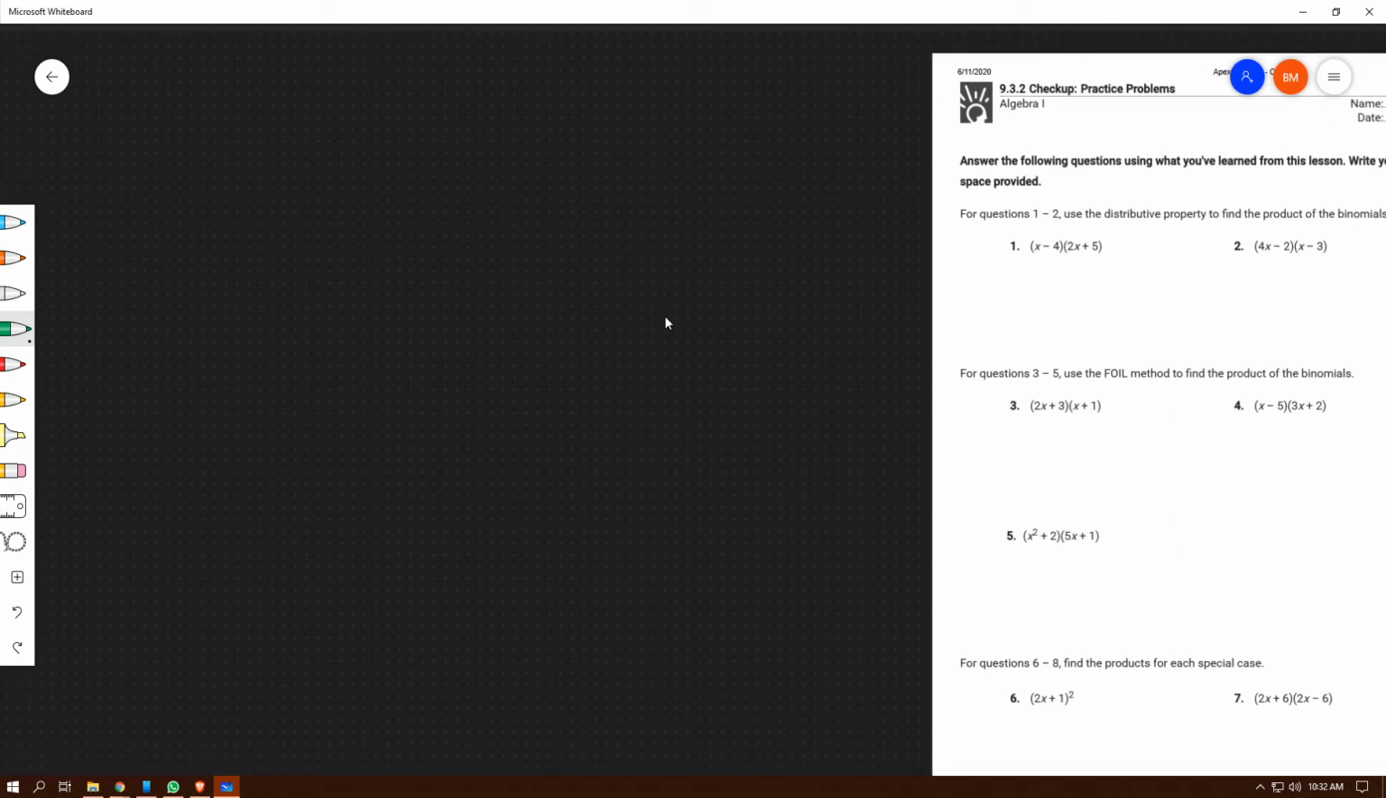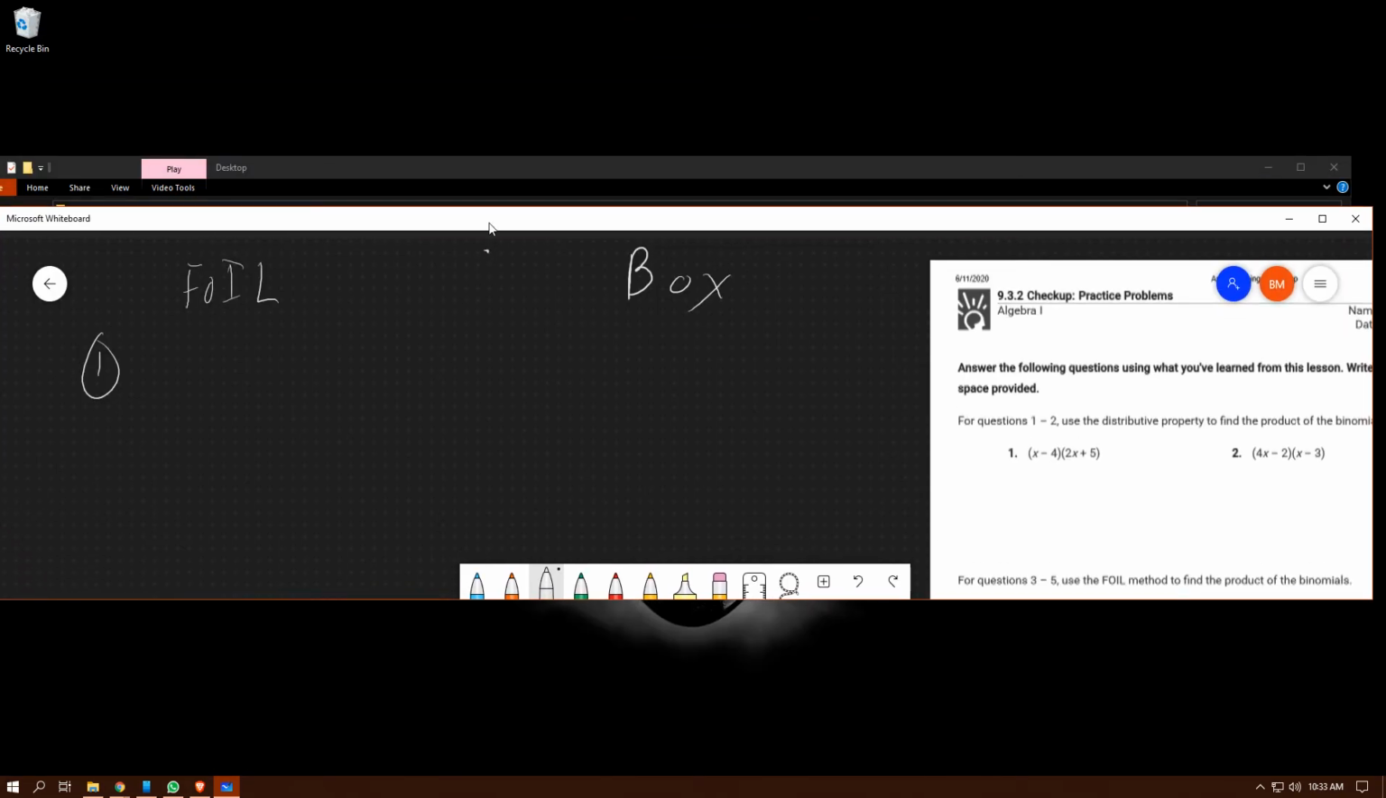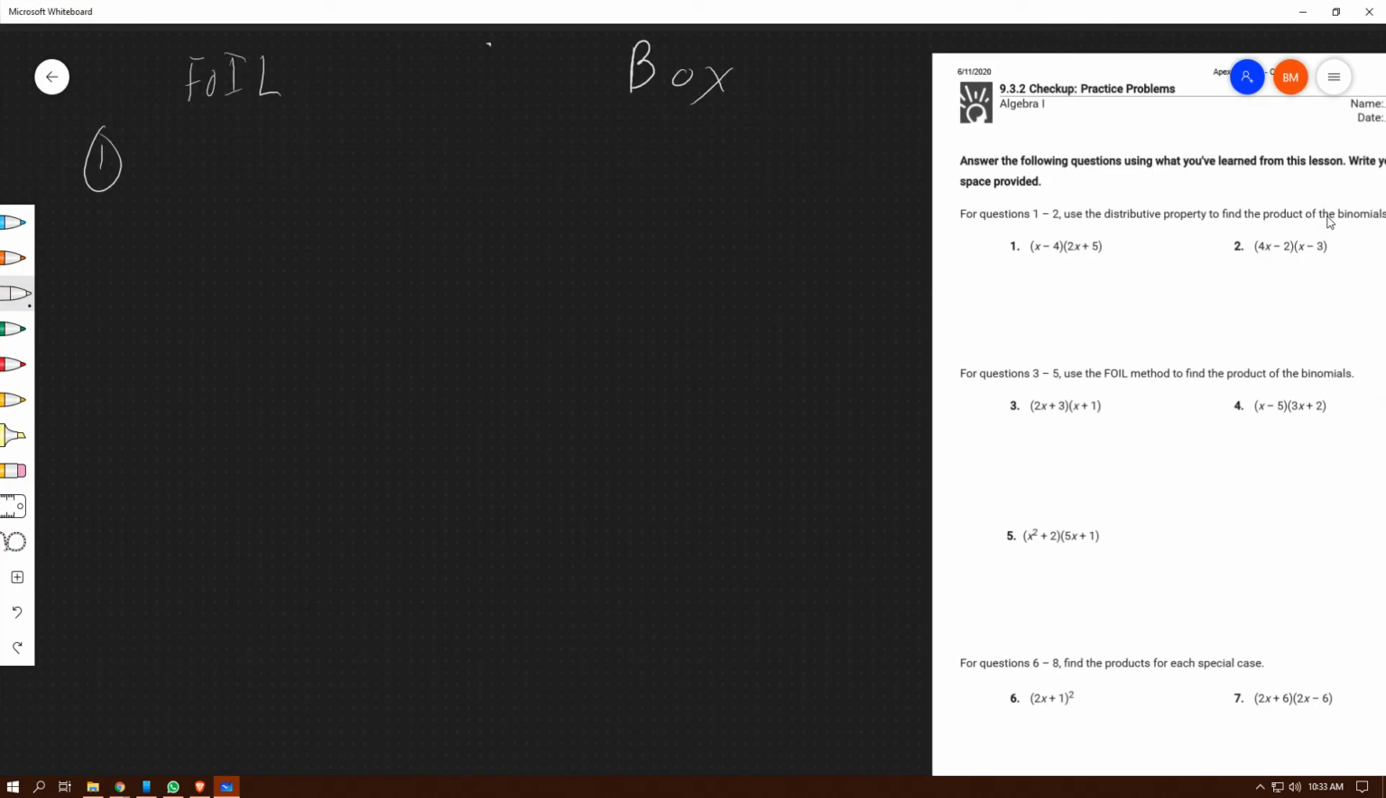All right, so I'm going to do question 1. Jump right into it. So this is question 1. We have FOIL, and then we have box. See if I can keep this organized. Oh, what happened? What did I do? All right, so question 1. I want to write it out as x minus 4, 2x plus 5. All right, so FOIL method.